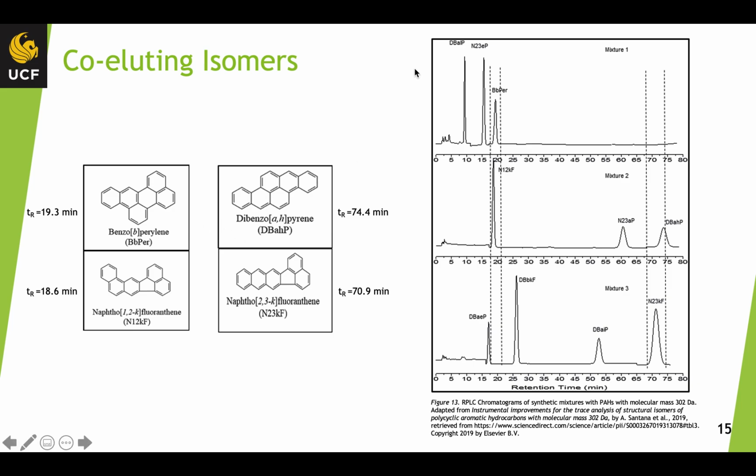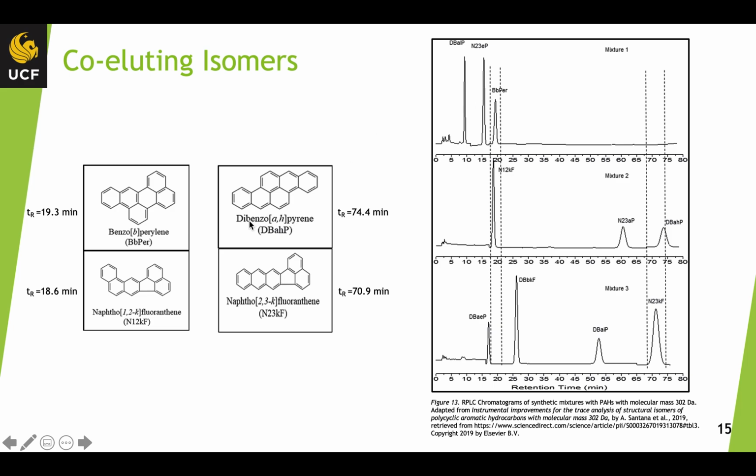This is an example of a published work involving those 10 high molecular weight PAHs shown in the previous slides. As we can see, this is the RPLC chromatogram of a synthetic mixture of these PAHs, and it is observed that there are two pairs of co-eluting isomers, including benzo[b]perylene, BB-per, and naphtho[1,2-k]fluoranthene. So these co-elute with very similar retention times, and we can visualize this here in the figure with these vertical lines where we can see that they overlap, and therefore they would co-elute if they were in a sample together.